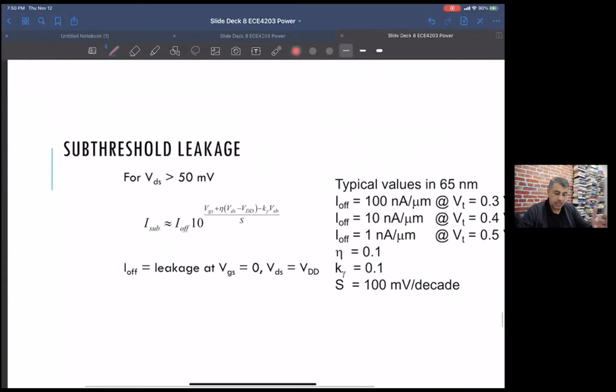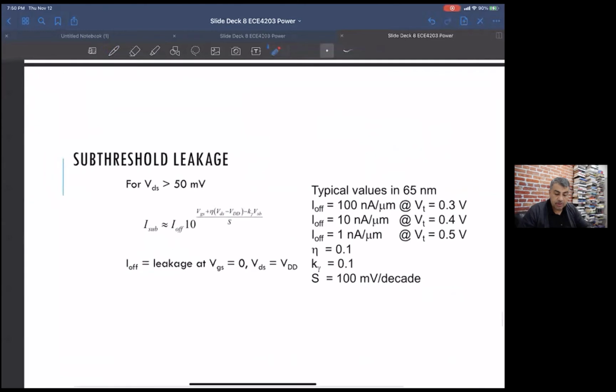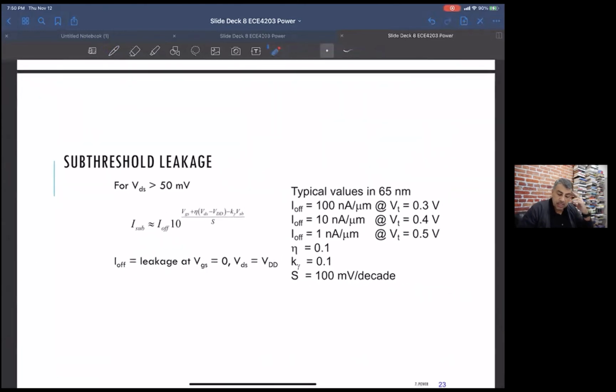So it's kind of an equation like this. And this S factor, now we probably don't have enough time. Well, I guess we could go through it, but this S factor basically stays the same regardless of the process you're in. These things are dependent on the body effect, whatever. So these are process dependent: threshold voltages, etc. But this S factor tends to stay the same from process to process for a MOS transistor.